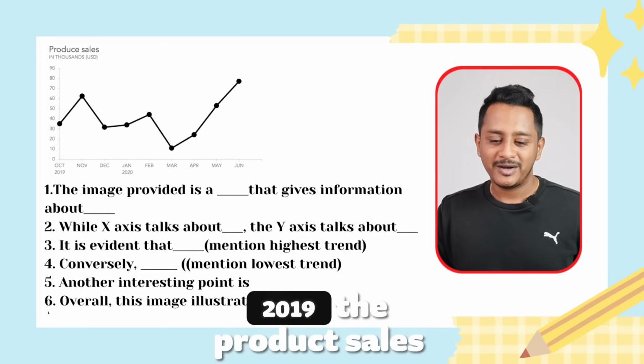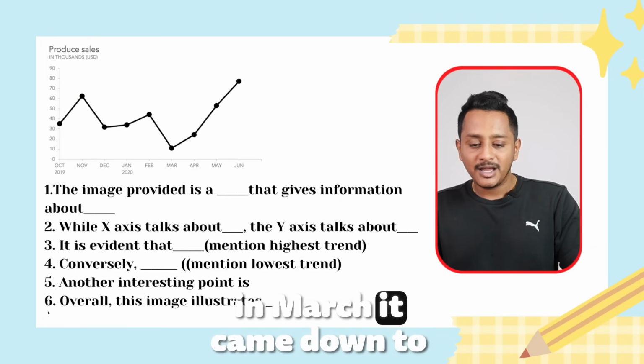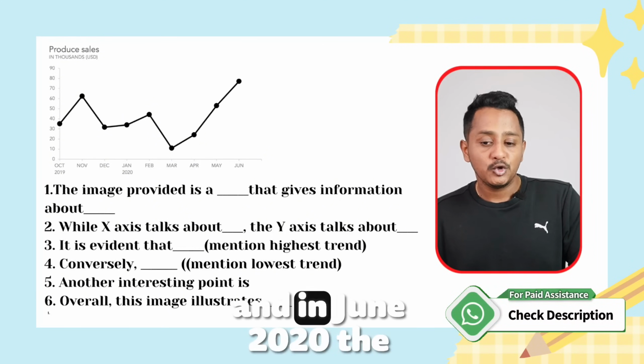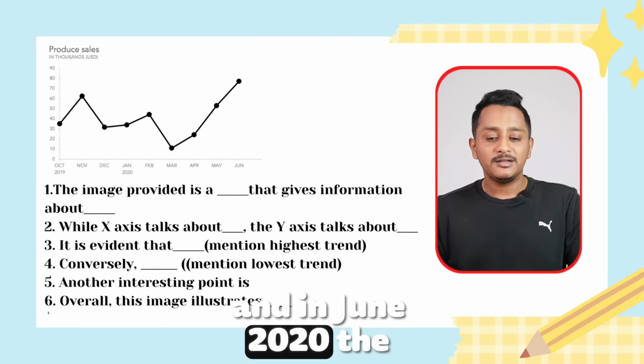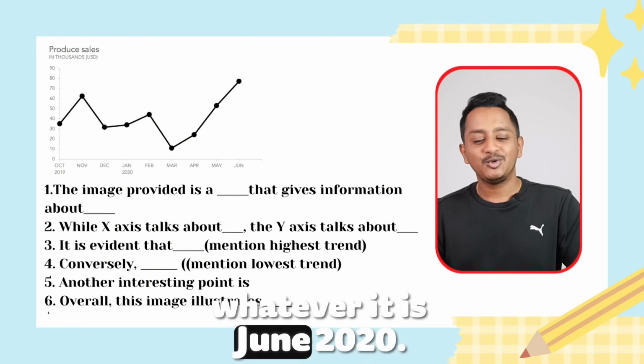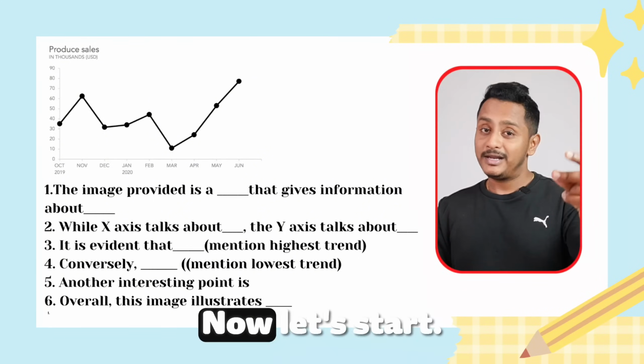Something like in October 2019 the product sales was 30,000. In March it came down to very low, that is only 10,000, and in June 2020 the product sales went to 85, 90, whatever it is. June 2020, what if I forget? You say June 1990, man. But don't fumble. Now let's start.